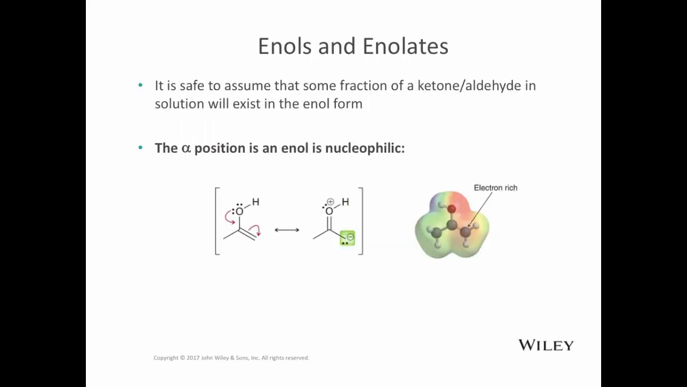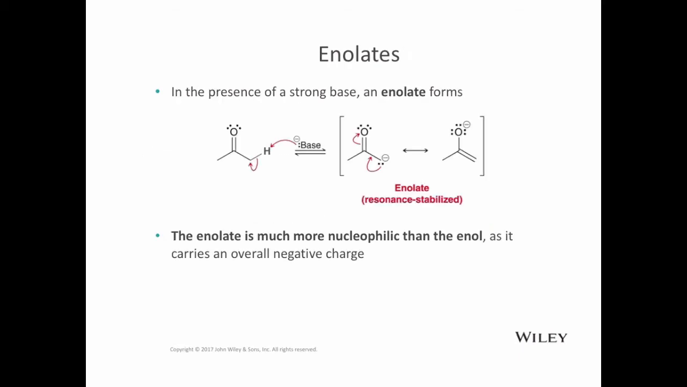It is safe to assume that some fraction of a ketone or aldehyde will exist in the enol form. And the alpha position of an enol is nucleophilic. And that's easy to see when you draw the resonance structure of the enol shown here. In the presence of a strong base, such as LDA, which I'll talk about in a bit, an enolate can form, which is the charged conjugate base of the enol. So here we're deprotonating the alpha carbon. Those two electrons go onto that carbon.